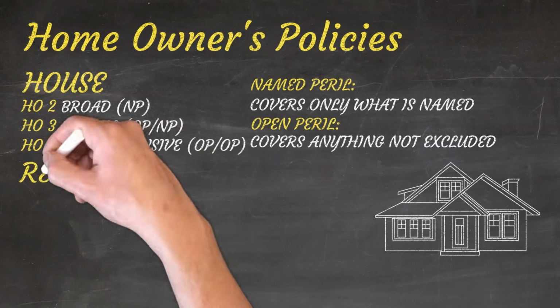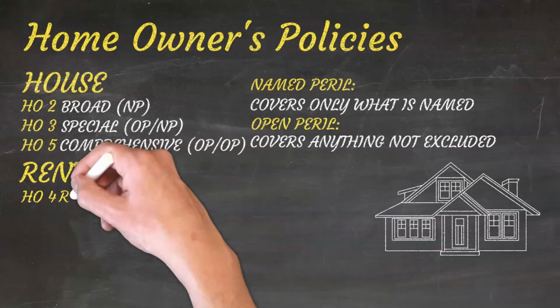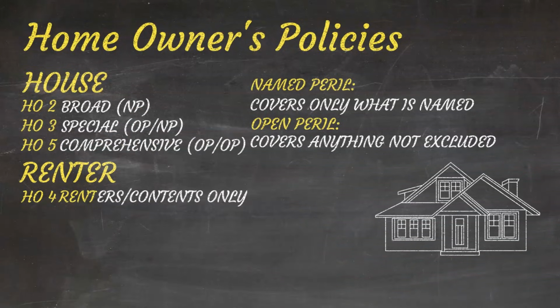Then you have HO4, which is for a renter. So this is where someone doesn't own the house, but they live in the house and they own all the stuff inside. All their clothes, shoes, furniture, pots, pans, everything that they own, their stuff in their apartment, and you can get insurance to cover that. So HO4 is renters or contents only. I've seen it labeled both ways, so just be prepared to see it both ways.